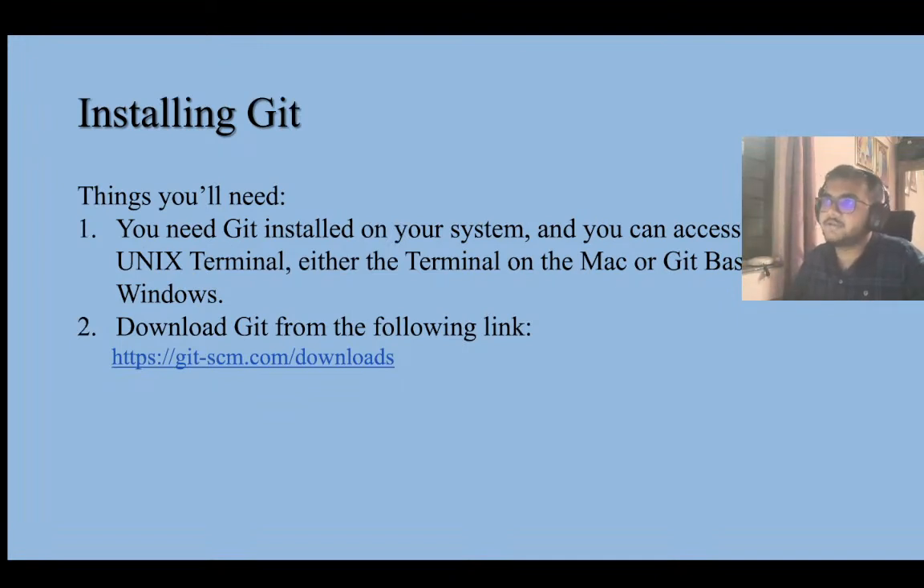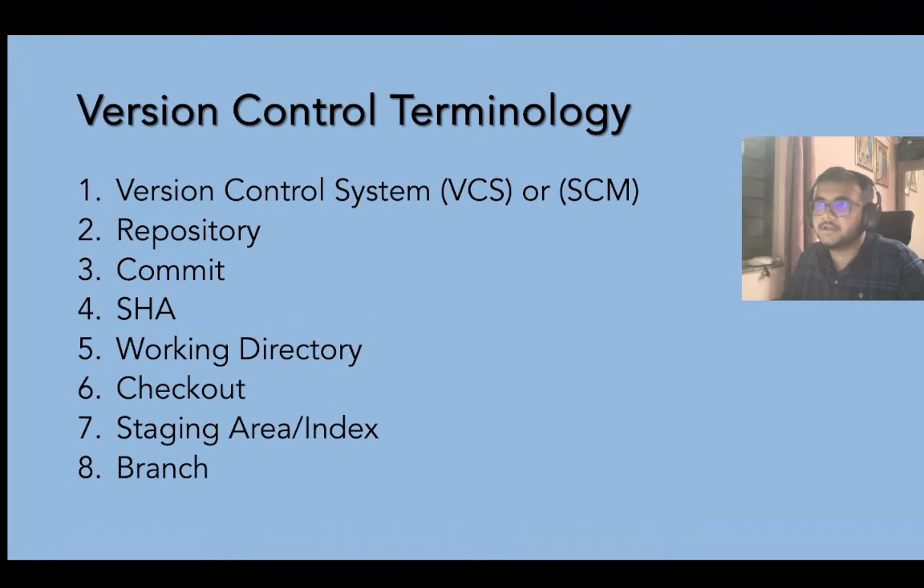So how does one install Git? To use Git, you obviously need to install it on your system, and you can access its Unix terminal, or the terminal on the Mac, or the Git Bash on Windows. You can download it from here. Or you can just search up Git installation, and then just follow the first link.